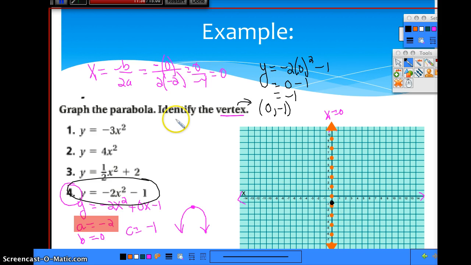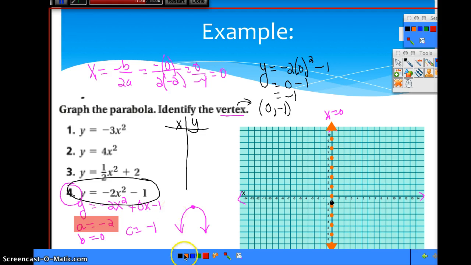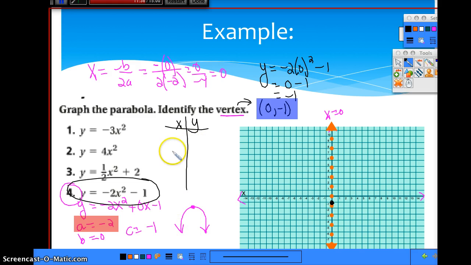Okay, in order to figure out some points, you're going to have to build a table. The trick is to take the vertex, which is right here that you just found, and put that in the middle of your table, because the vertex is your turning point. So put that in the middle and then build some numbers below and build some numbers above. So guys, when you put in -2, you're going to get -2 squared is 4. 4 times -2 is -8. Put in -1. -1 squared is 1. 1 times -2 is -2. Put in 1, you get 1 squared is 1 times -2 is -2. And put in 2, 2 squared is 4, and 4 times -2 is -8.